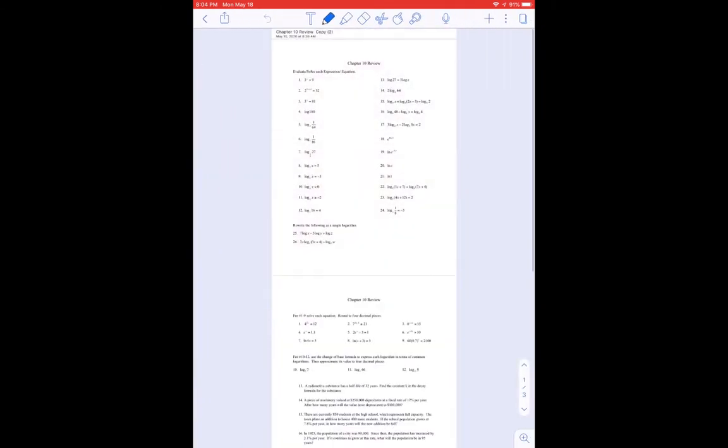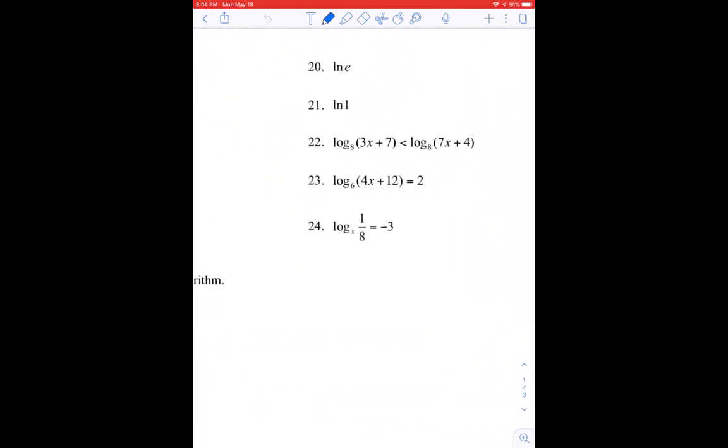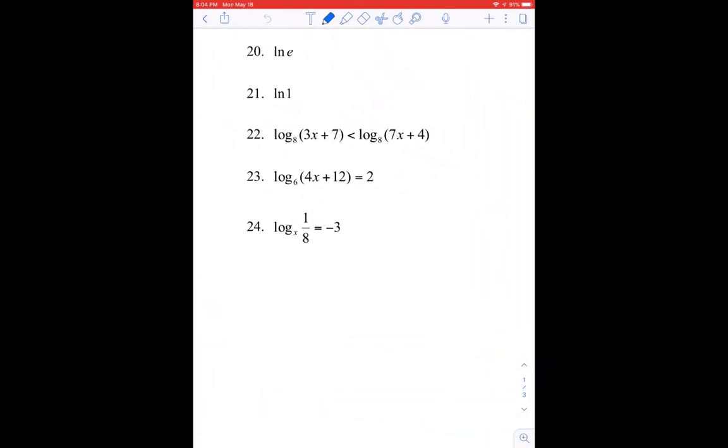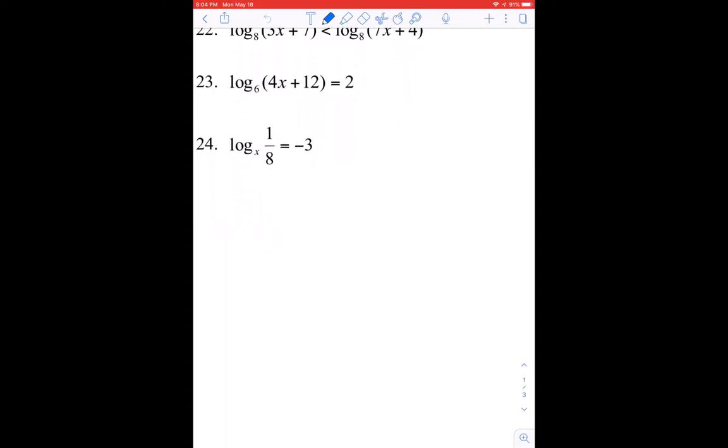Okay, so we're going to start with a couple more problems on the first page, and then we're going to move on to the next page. We're going to start with number 23. Number 23 says log base 6 of 4x plus 12 equals 2.